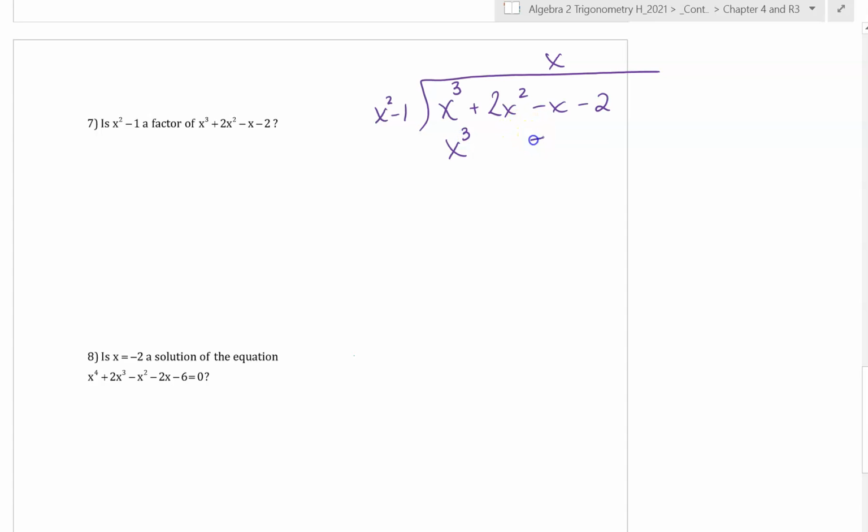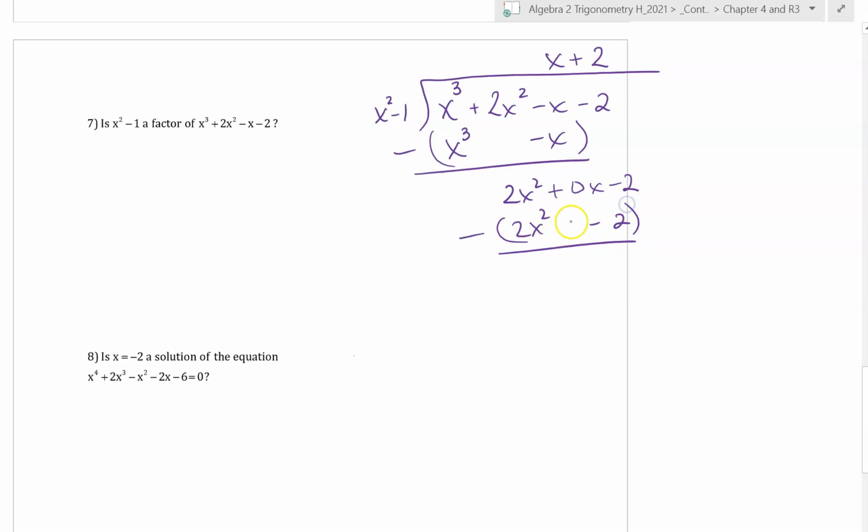x times negative 1 is negative x. So we have 2x squared plus 0x minus 2. And for the next term, you would need 2, and you'd multiply 2 by x squared, and 2 times negative 1. So you end up with a remainder of 0. So yes, x squared minus 1 is a factor because the remainder is 0.